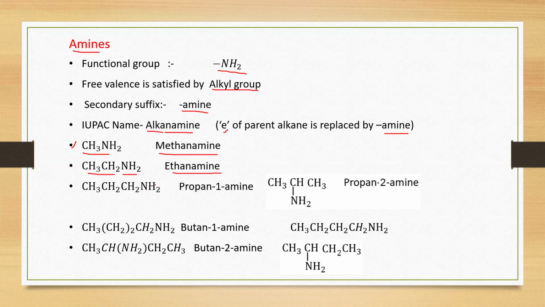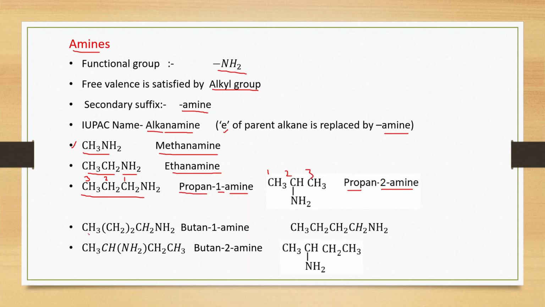So we have to give the lowest numbering to that carbon which bears NH2. So this is 1, 2, and 3. That's why this is propane-1-amine. This may be 1, 2, 3. That's why this is propane-2-amine.